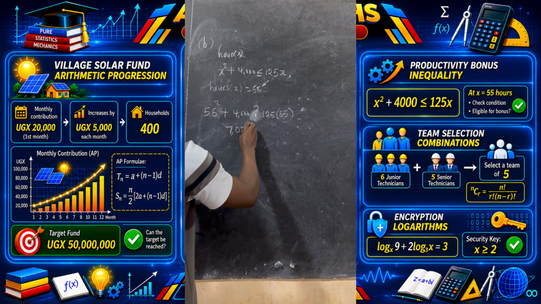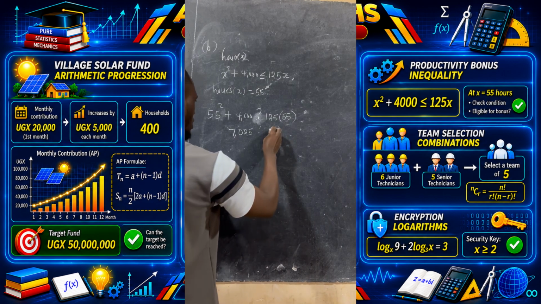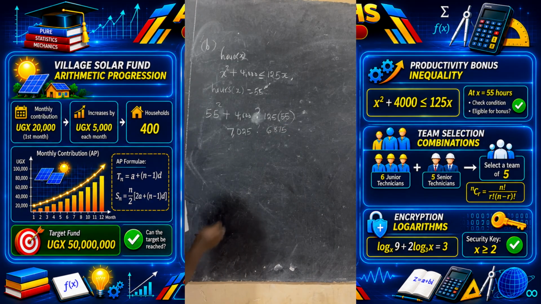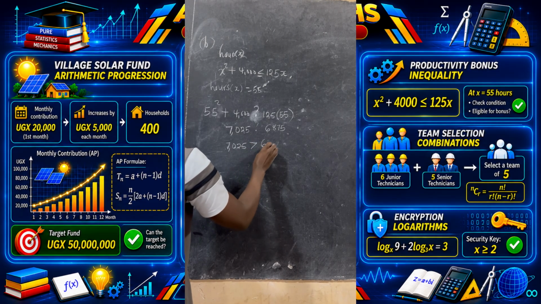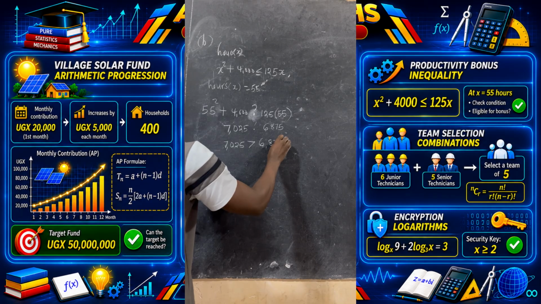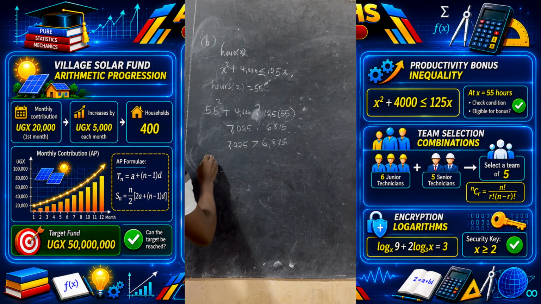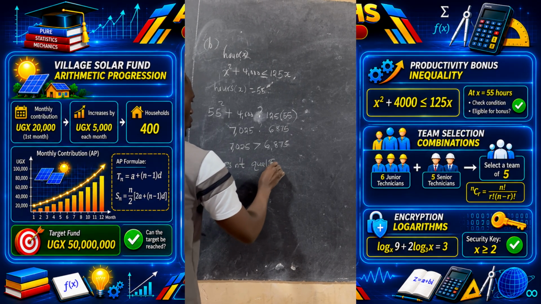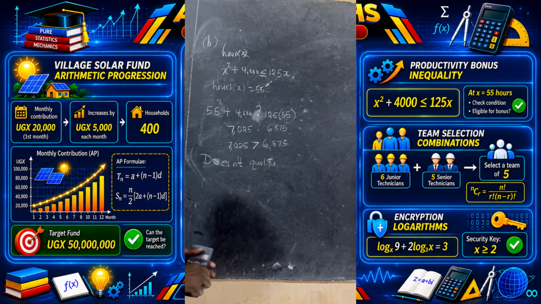This gives us 7,025. I'm saying, what is it compared to 125 times 55? This is 6,875. So this implies that 7,025 is greater than 6,875. But for him to qualify, the condition has to be fulfilled. So I'll say the senior technician does not qualify for the bonus. Why? It is not satisfying the equation that was given. If this was less, then it would qualify.